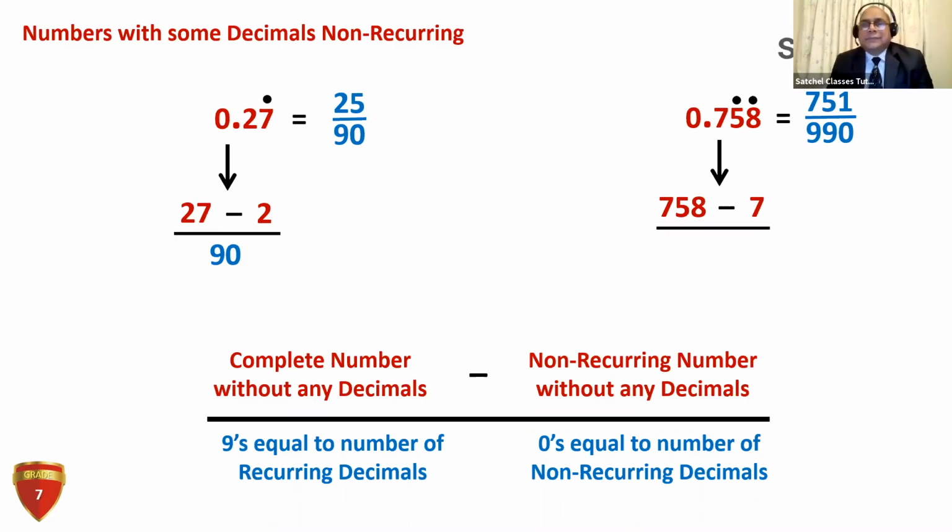Now, what about the second fraction? How many digits are recurring? 2, 5 and 8. So put two nines. How many are non-recurring? 1, just 7. So you put 1 zero. So your denominator is 990. And you got the same answer and you never did any calculation, right?